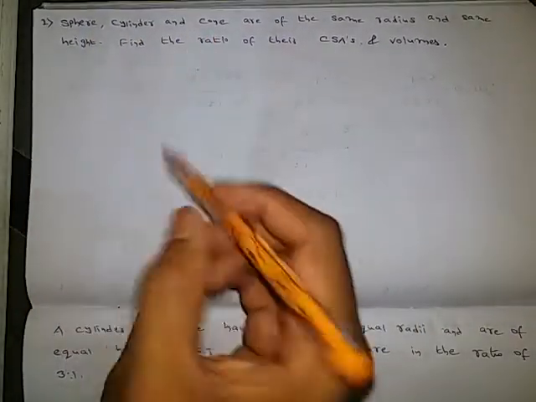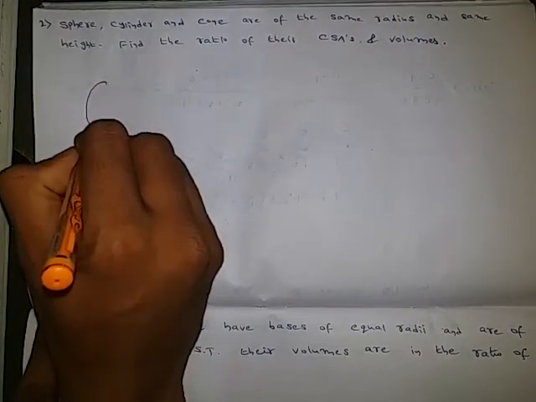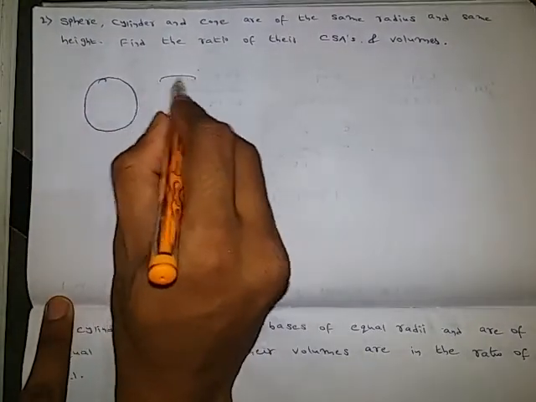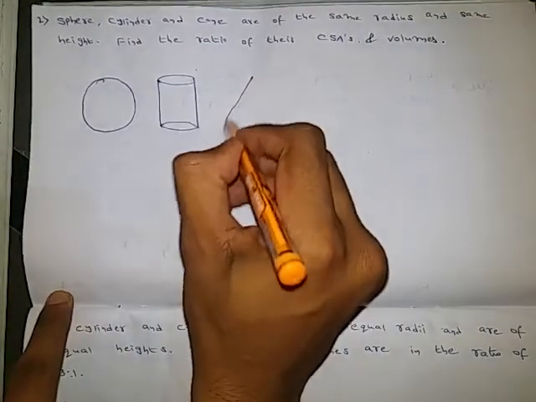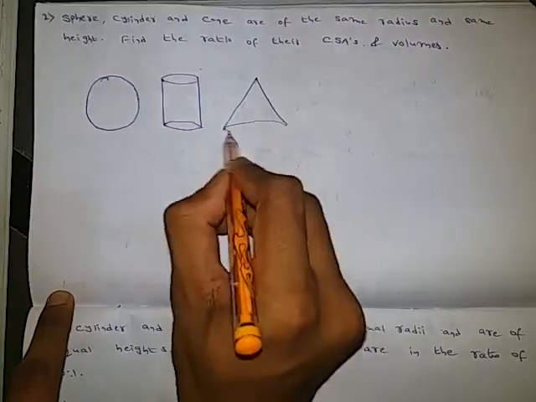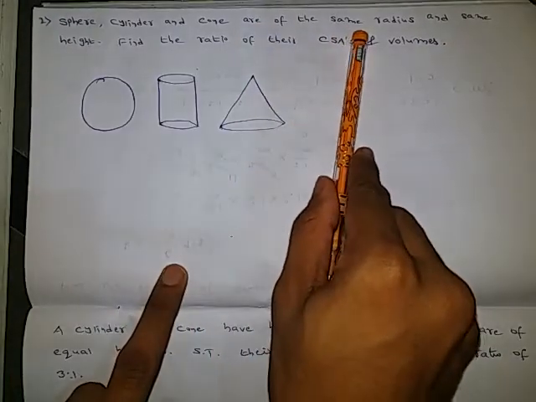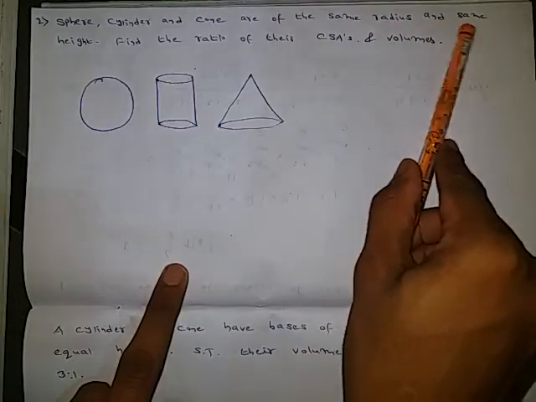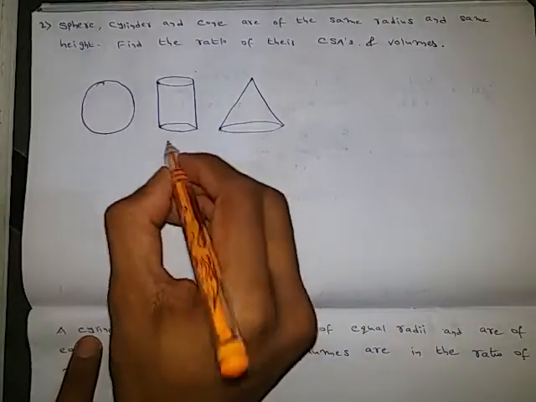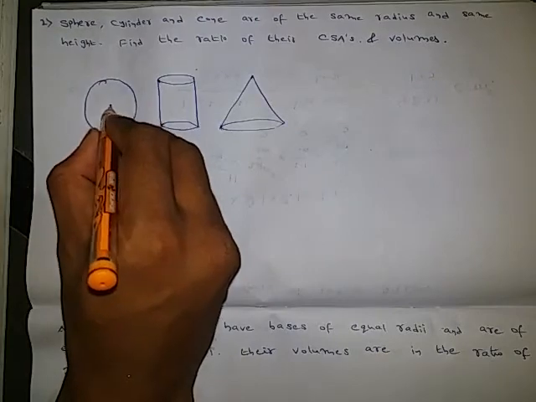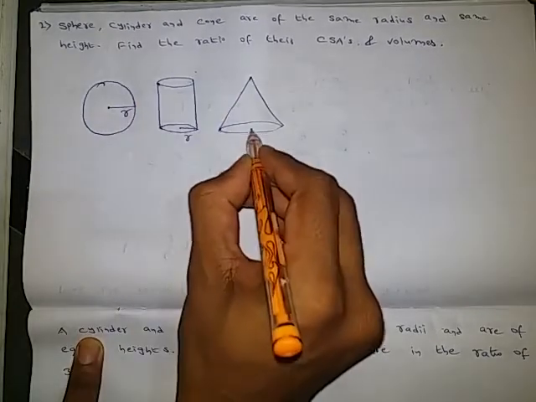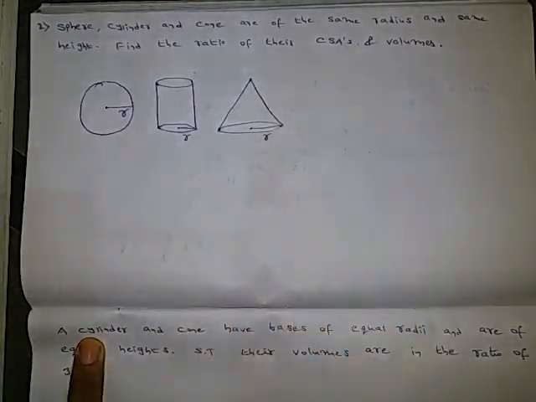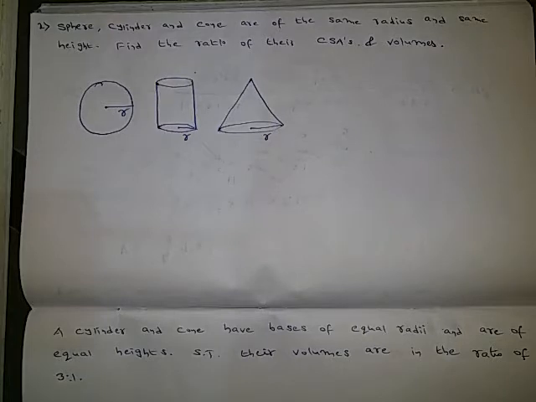Sphere, cylinder and cone, 3 figures are given. One is sphere, one is cylinder and one is cone. So I have drawn the 3 figures. They are of the same radius and same height. So sphere radius, if I am taking r, then cylinder radius also r only, cone radius also r only, because he clearly mentioned that all are having the same radius. Next, all are having the same height.